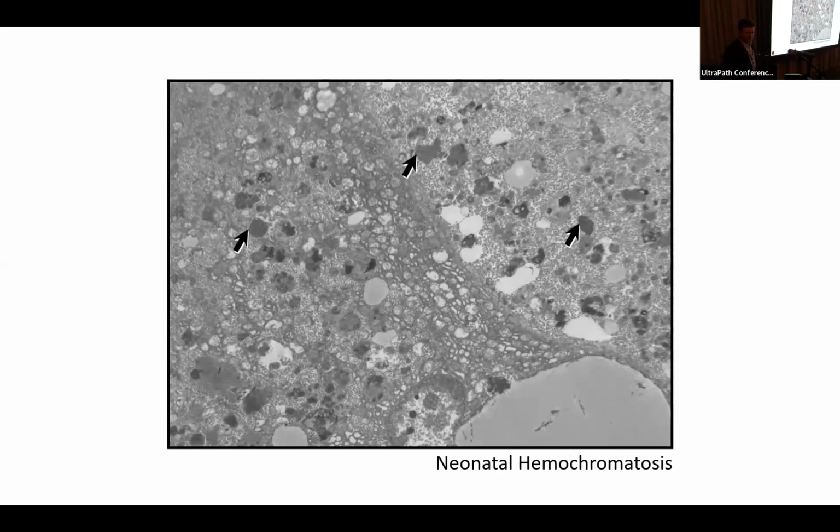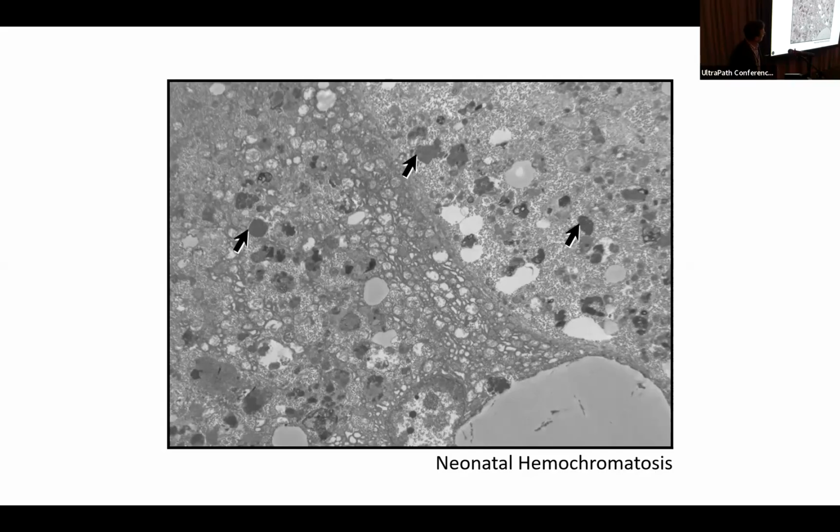Electron microscopy can be helpful in differentiating between hemosiderosis versus neonatal hemochromatosis. In hemosiderosis, the iron tends to accumulate more in the Kupffer cells, whereas in hemochromatosis, iron deposition occurs within the hepatocytes.